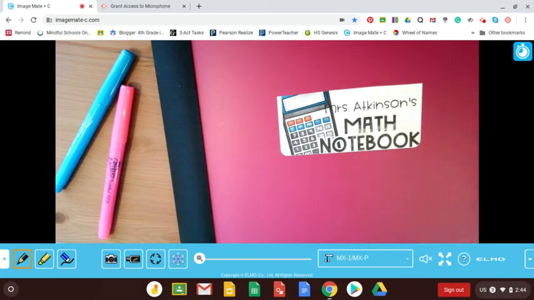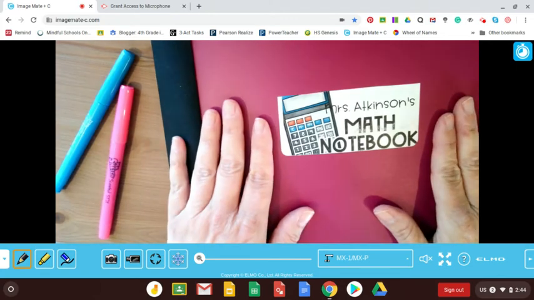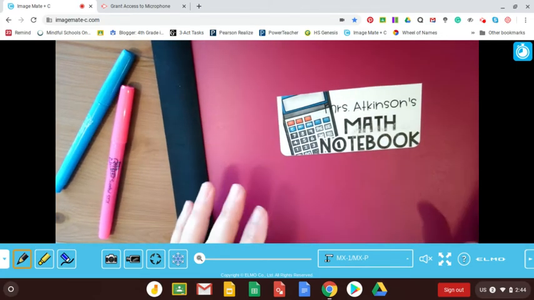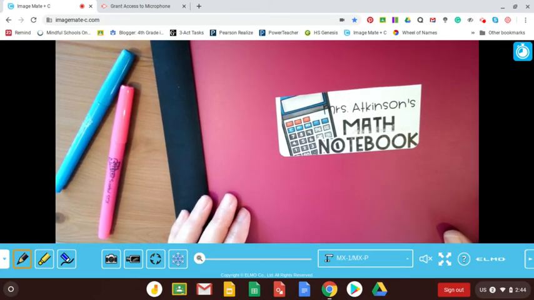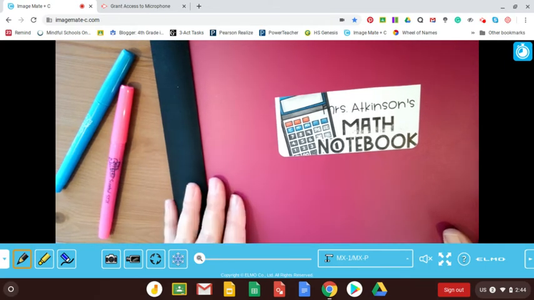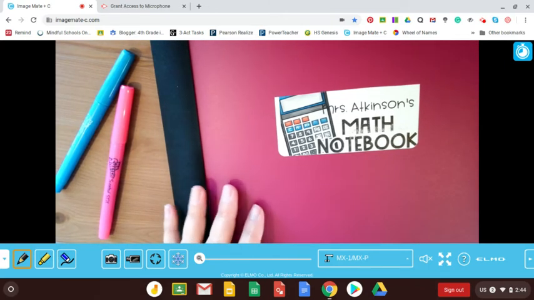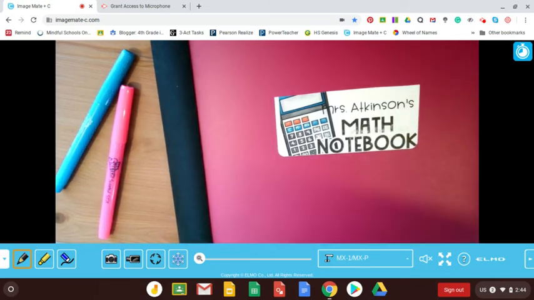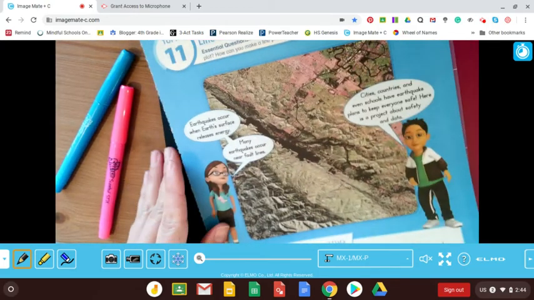Boys and girls, this is Mrs. Atkinson. Today we are going to be starting topic 11, which is line plots. You're going to need two things for today's lesson. First, it's your math notebook if you have it at home. If you don't have your math notebook at home, a simple piece of paper will do for our notes today. And then the other thing that you need to have out is your math workbook.